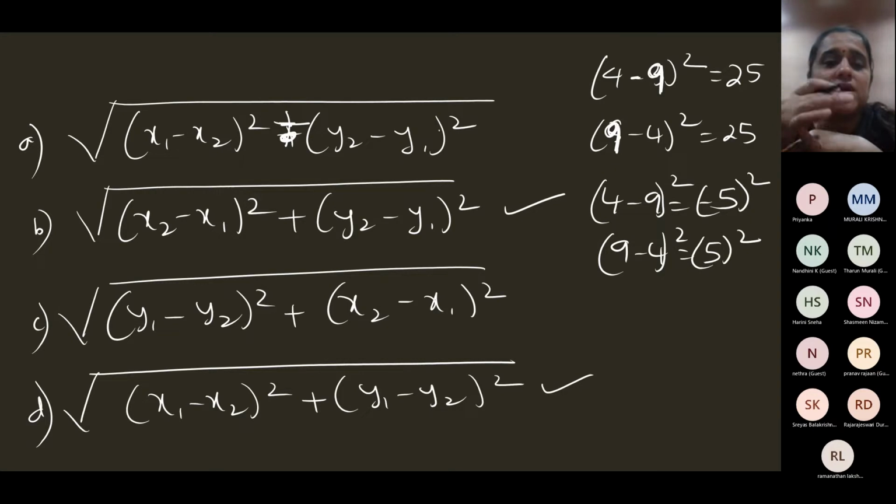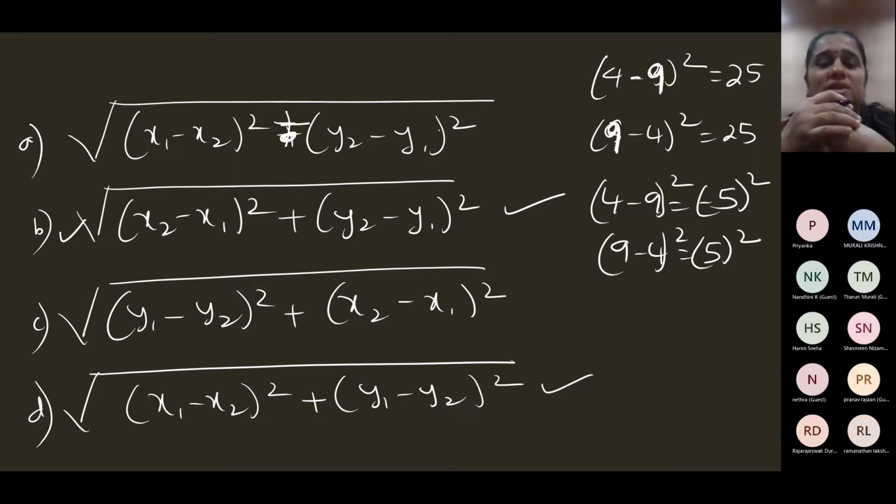So see the different things. First thing is the difference is squared. The standard one: (x2 minus x1) the whole square. First x2 minus x1, the difference, is squared. y2 minus y1, it's a difference, then it's squared. So we know that (a minus b) the whole square and (b minus a) the whole square will give you the same value. And the connecting sign is also a plus. That means you can write it however you want.